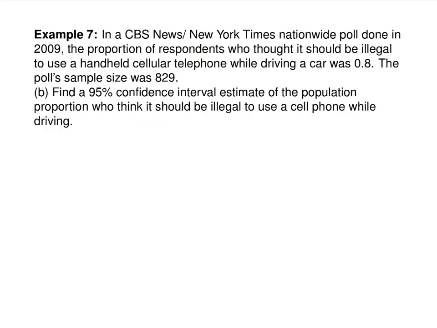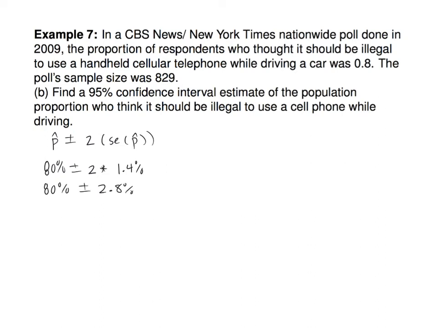Find a 95% confidence interval estimate of the population proportion who think it should be illegal to use a cell phone while driving. Well, this would be our sample proportion plus or minus our multiplier of 2 times our standard error of p hat, or 80% plus or minus 2 times 1.4%. So 80% plus or minus 2.8%, or 77.2% to 82.8%.